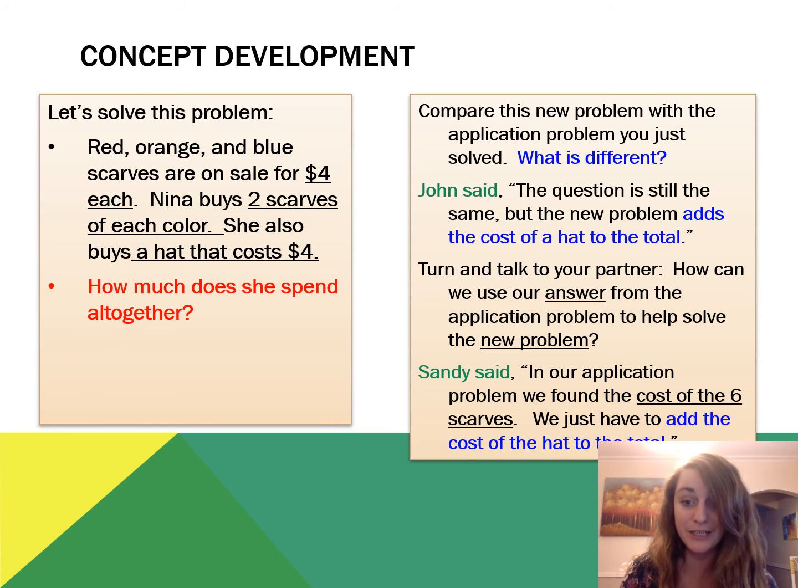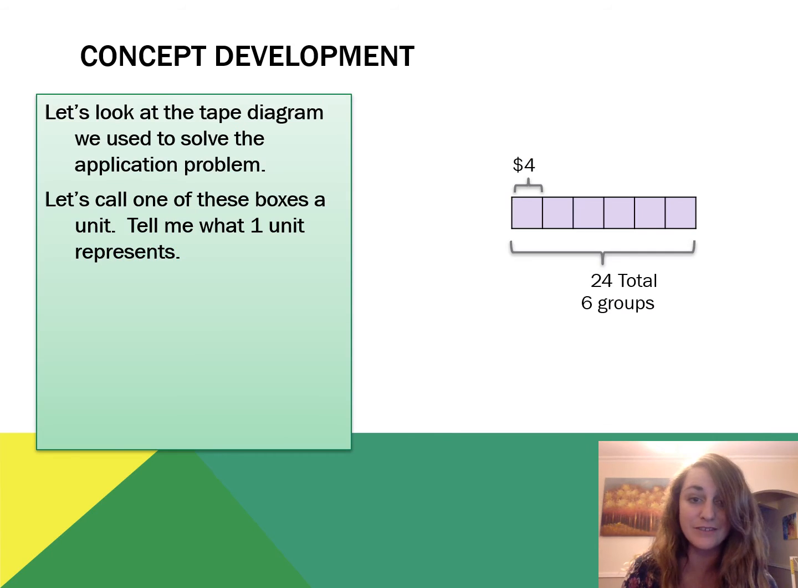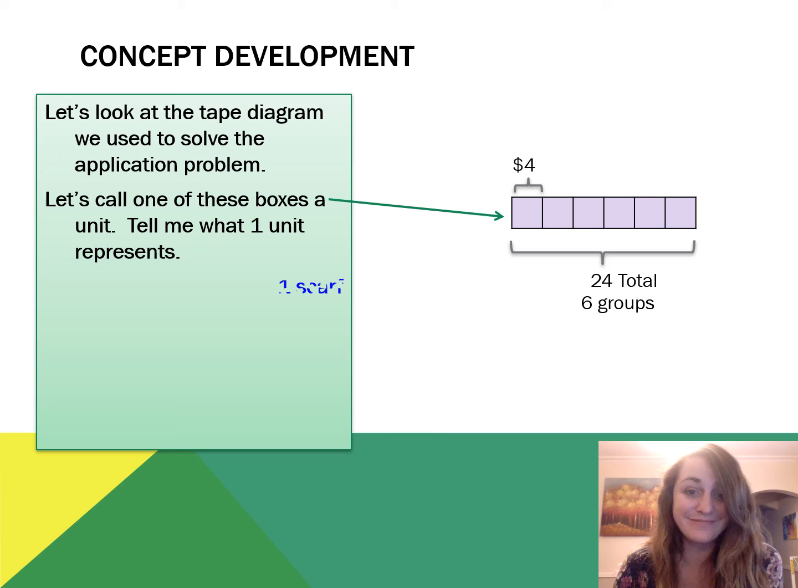Well, in our application problem, we found the cost of 6 scarves. We just had to add the cost of the hat to the cost of the scarves. Let's look at the tape diagram that we used to solve. Let's call one of these boxes a unit. Tell me what 1 unit represents. It represents 1 scarf. And how much is the unit?